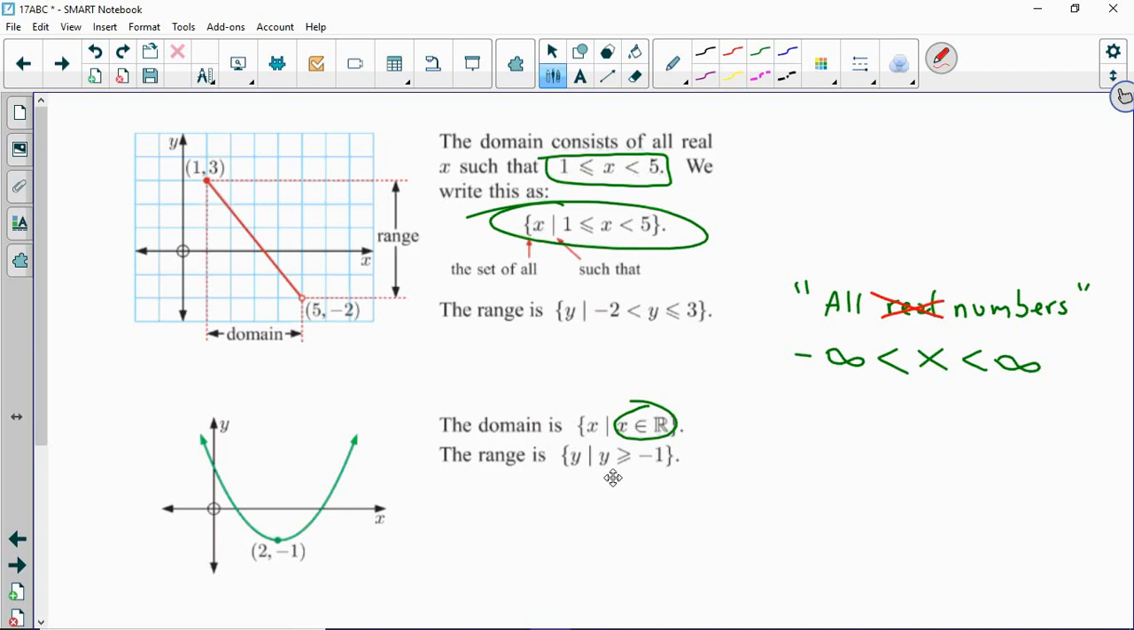We could write y is greater than or equal to -1. That's cool. You could also do a slightly more complicated inequality if you want to show that y is in between -1 and positive infinity.